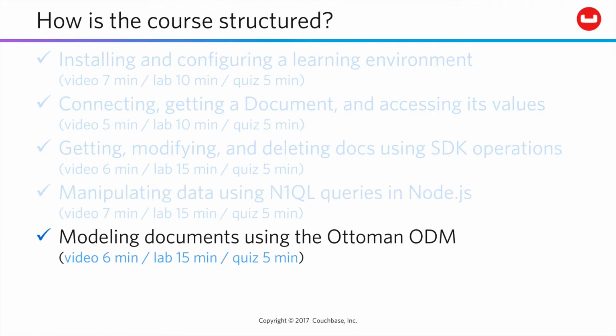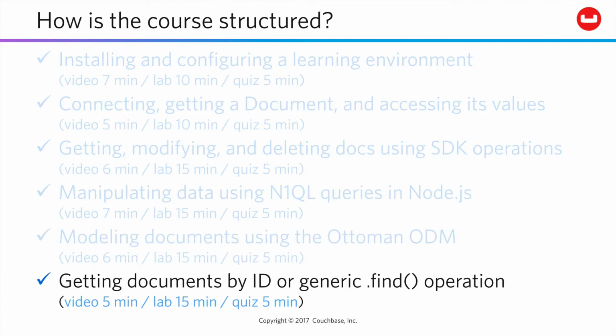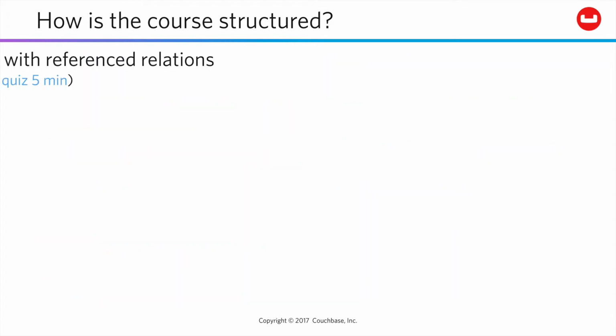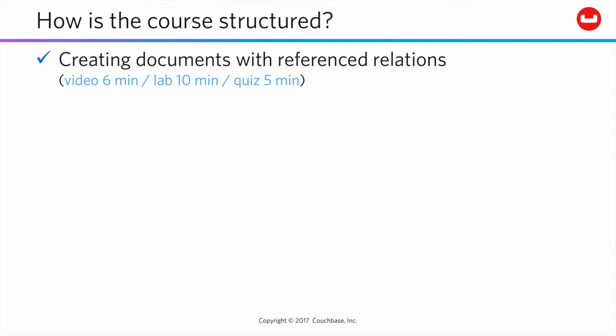Then, we're going to dive into Ottoman and learn how to configure a model for your core document shape and import data via that model. You'll then get documents through your model by their key or through generic arbitrary find operations. After that, you'll create new documents through your model with referenced relations to other documents.